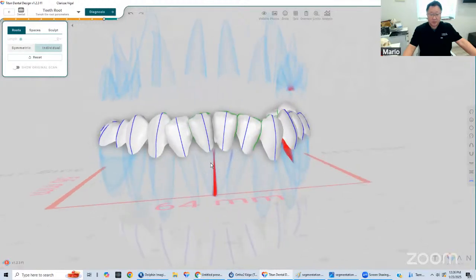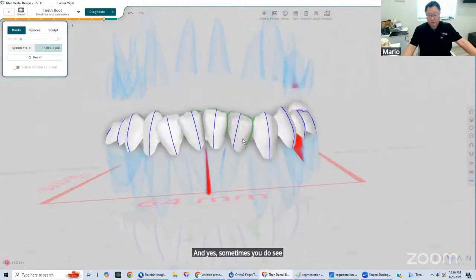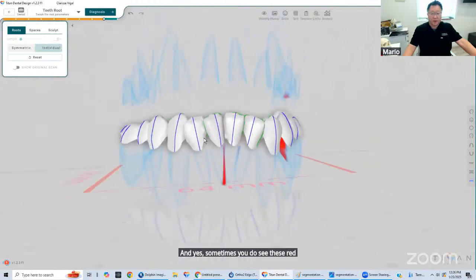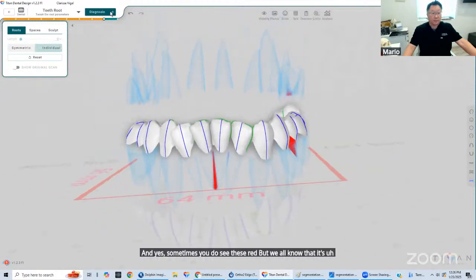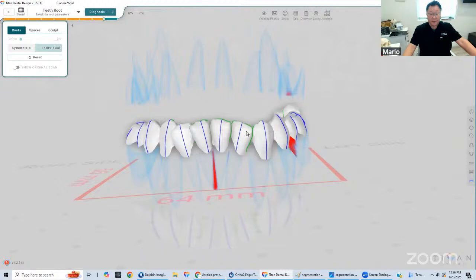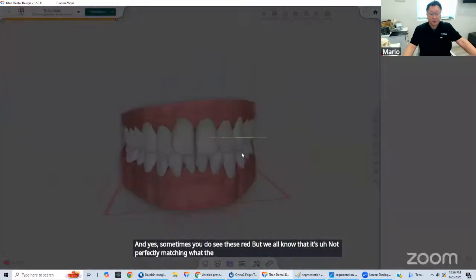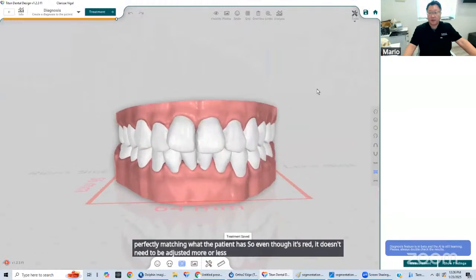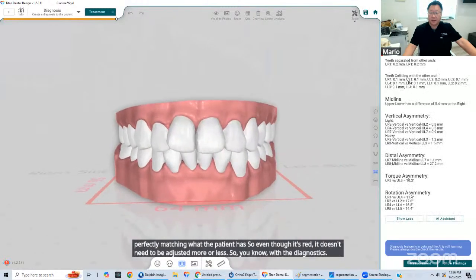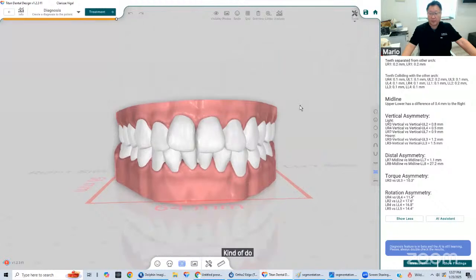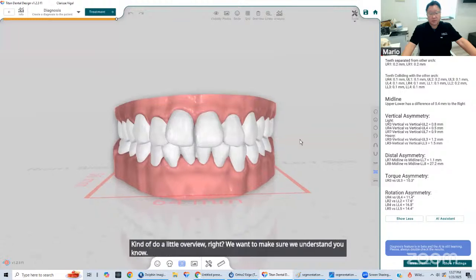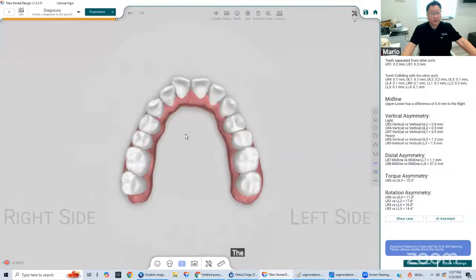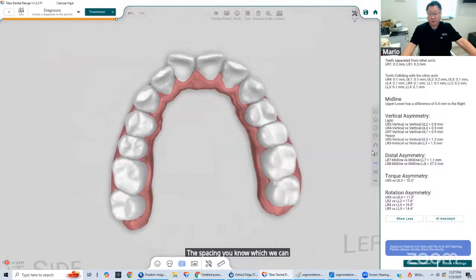And yes, sometimes you do see these red, but we all know that it's not perfectly matching what the patient has. So even though it's red, it doesn't need to be adjusted more or less. So with the diagnostics, we always want to do a little overview, right? We want to make sure we understand the spacing, which we can visualize on our own sometimes. And then we also want to look at the Bolton, okay?